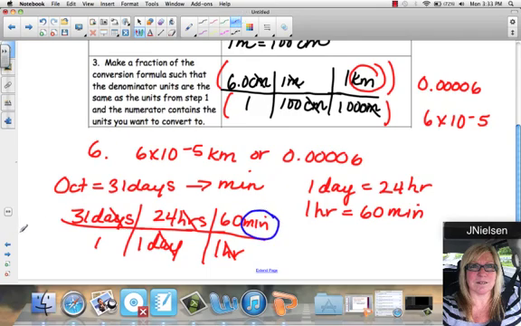And this becomes a math problem. 31 times 24 times 60. I only have a 1 in my denominator, so I don't have to divide by anything. I multiply these three numbers together and I get 44,640 minutes. And that's tonight's lesson.